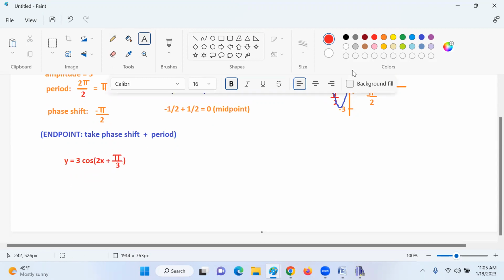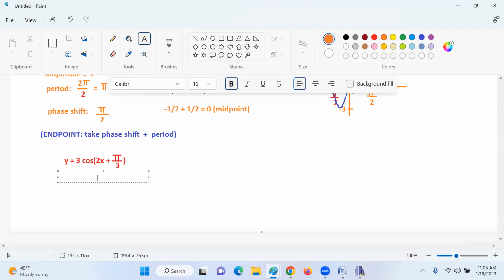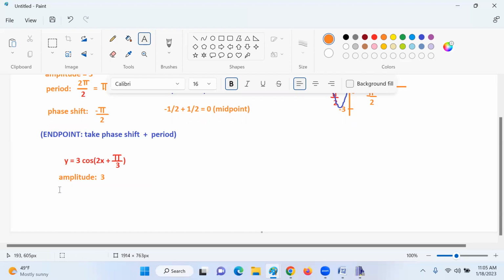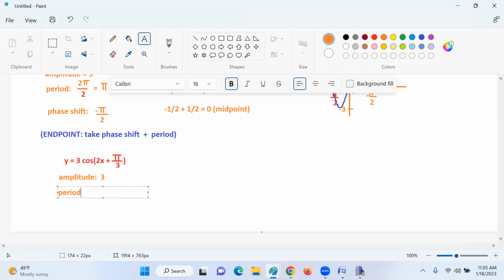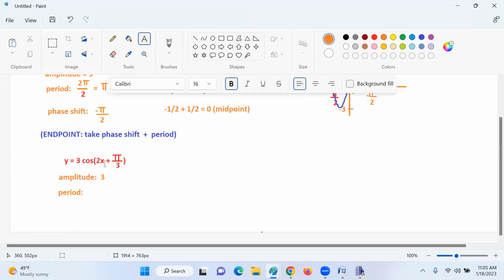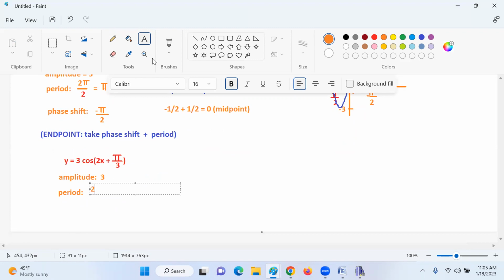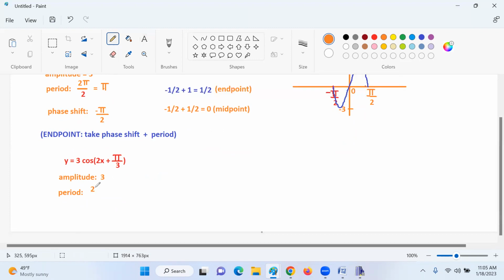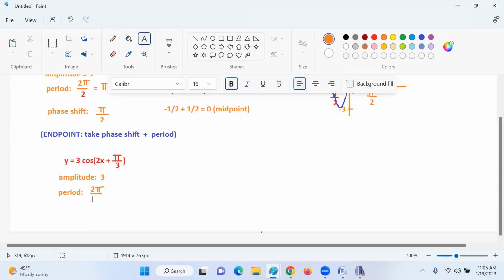Okay, so what is the amplitude for this? It's 3, correct? So very good. People, please help. And what is the period? I think 2x is the same thing as the period being pi. So it's 2 pi over 2. So we take 2 pi and then we divide it by 2. It's essentially equal to pi.